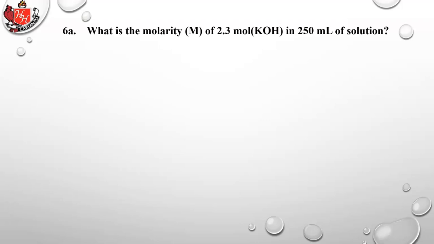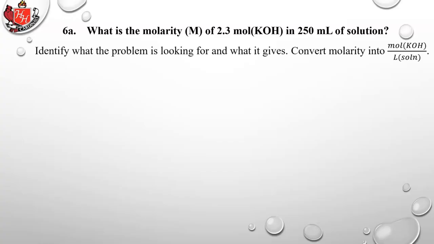So what is the molarity of 2.3 moles of potassium hydroxide in 250 milliliters of solution? Okay, so you have to remember the definition of molarity. It's moles of the solute, in this case KOH, over liters of solution. The solution is the KOH and the water together. Whenever you see molarity, you're going to convert it into moles over liters. Moles, in this case, of KOH over liters of solution. There's one exception, but we'll deal with that later.